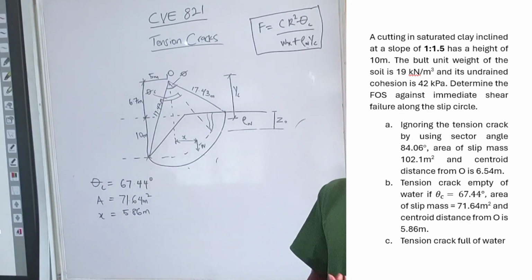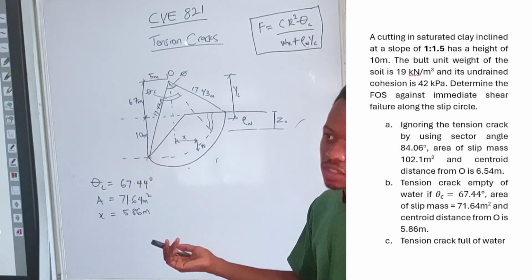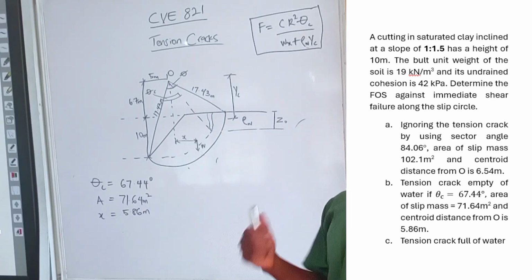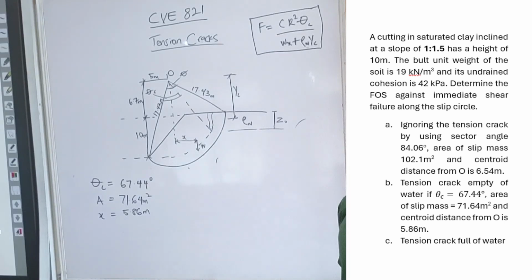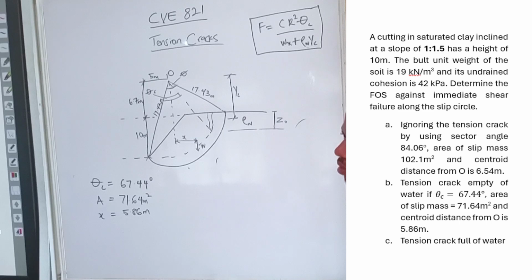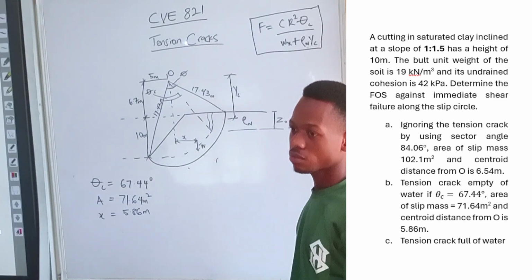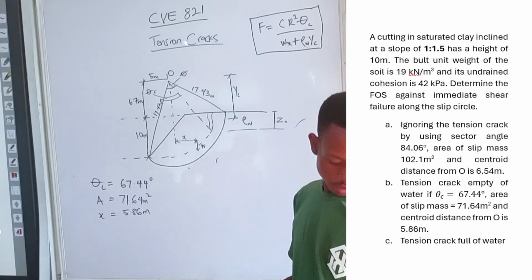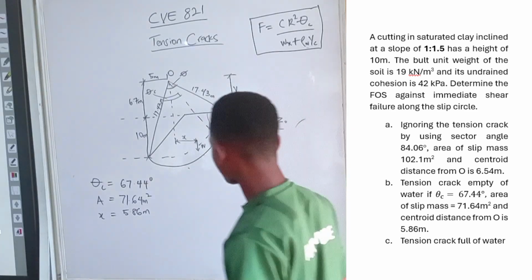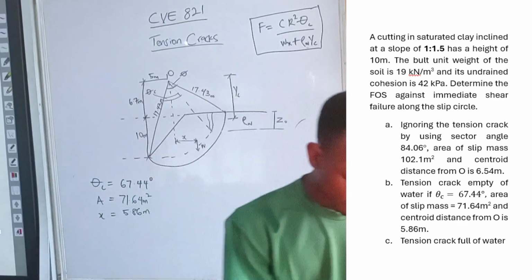Instead of writing A equals, you might see the area of the slip mass. And for the X, you can say central distance from O. Even the central distance has adjusted, so everything will adjust. The only thing not adjusting is our radius, it's still the same radius. So with that given, let's find out what our answer is going to be.